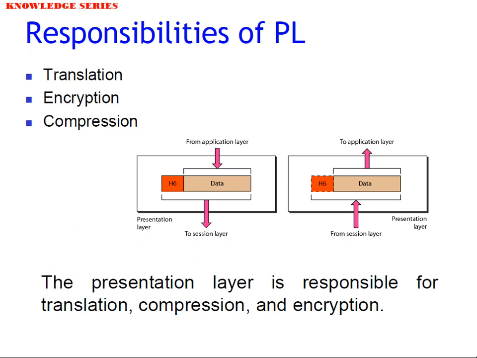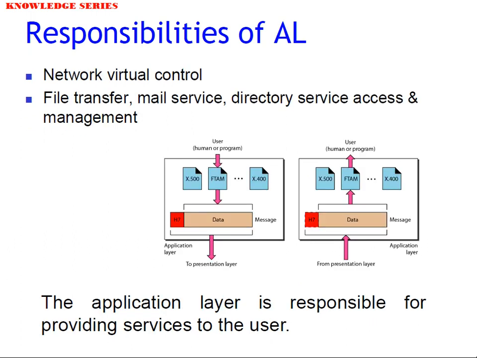And finally comes the application layer. The responsibility of the application layer is to provide the service to the users. The user is getting a service. The user here is a human or a software that tries to access the network. So this layer represents the service directly and supports the application.